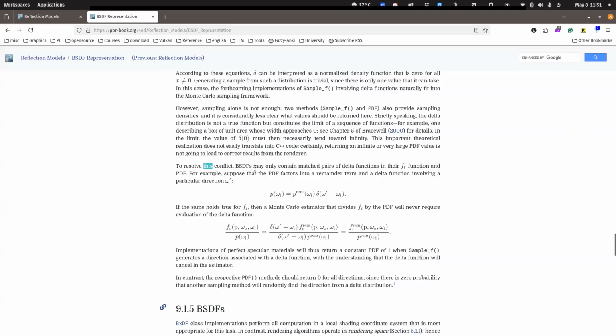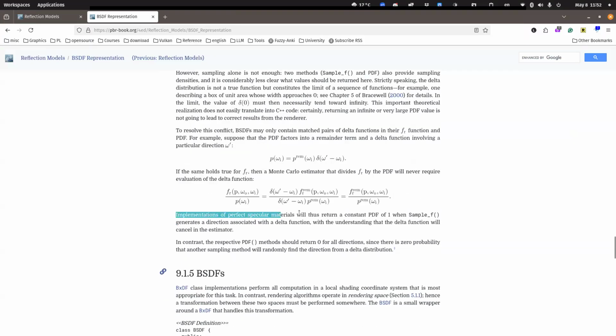To resolve this conflict, the BSDF may only contain matched pairs of delta functions in their f function and PDF. So the PDF factors into a remainder term and the delta function involving a particular direction omega prime. If the same holds true for the f, then the Monte Carlo estimator, f divided by the PDF, will never require evaluation of the delta function. It's basically a special case, we just divide out the delta.